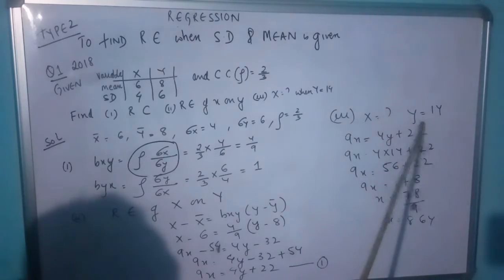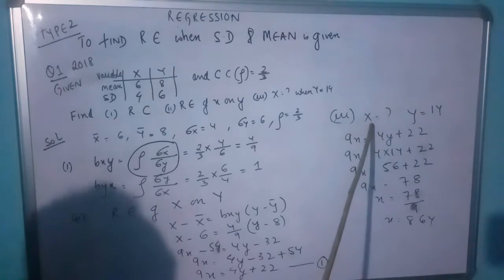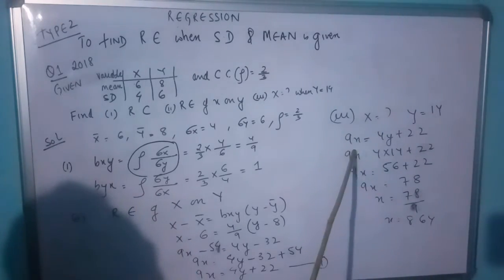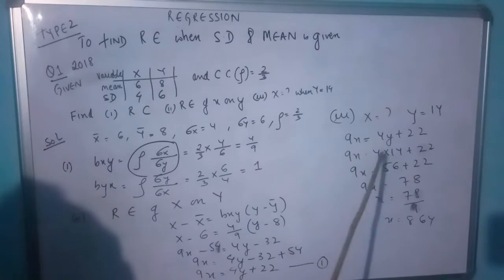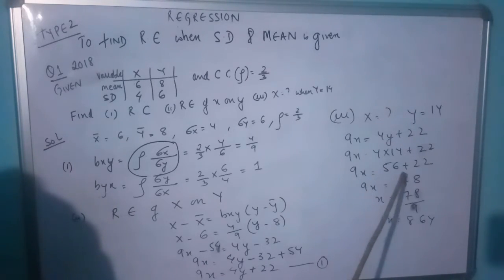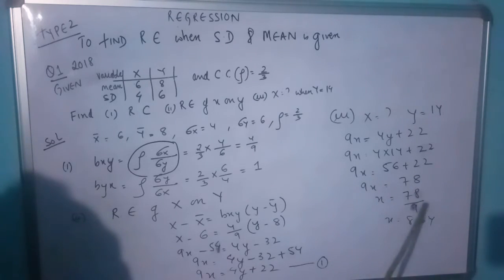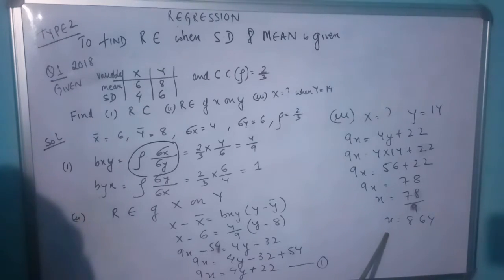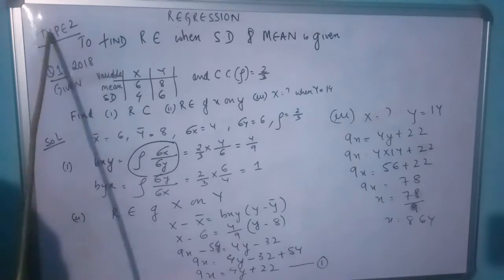Easy. X equal to question mark, y equal to 14. So what did I tell you? You have to find x, so we use x on y. So 9x equal to 4y plus 22. So 9x equal to 4 into, put the value of y, that's 14, plus 22. 56 plus 22, so 9x equal to 78. So x, 9 goes down and becomes division, 78 by 9. So x equal to 8.64. So this is the answer. Is that clear? So this is type 2.